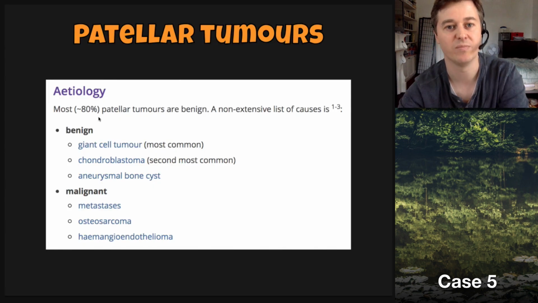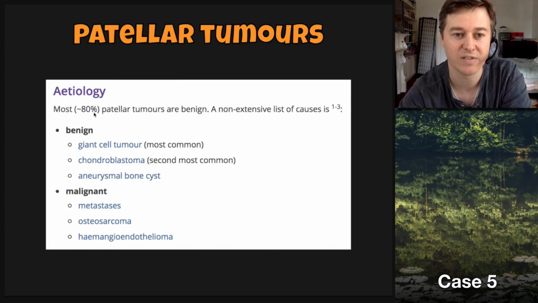So here's just a summary of patellar tumours. So as you can see, 80% are benign, and giant cell tumour is the most common, which is why I'd probably favour that on that last case. Chondroblastoma, second most common. Aneurysmal bone cyst, as we said, probably going to have fluid levels on the MRI. And then, yeah, metastases can occur there.